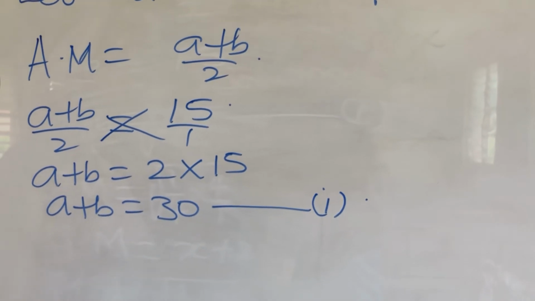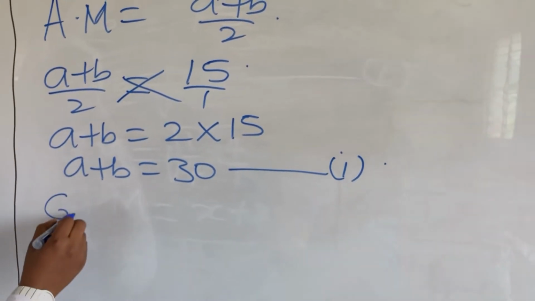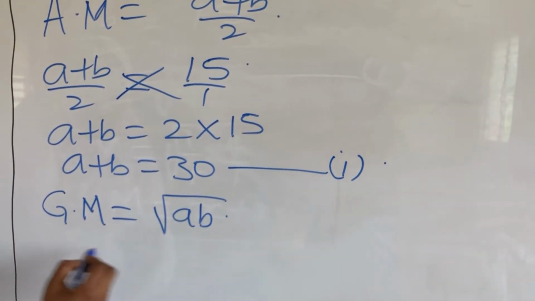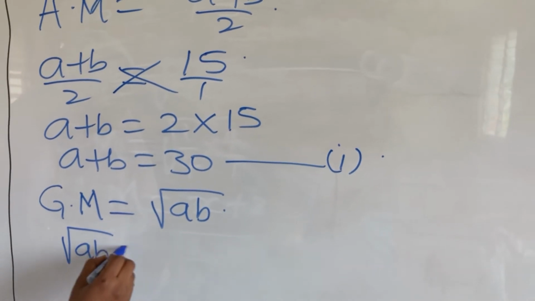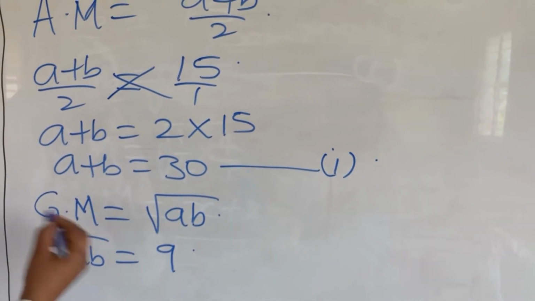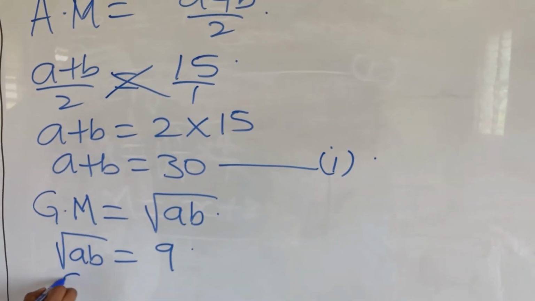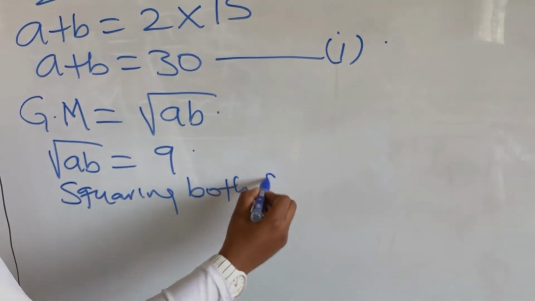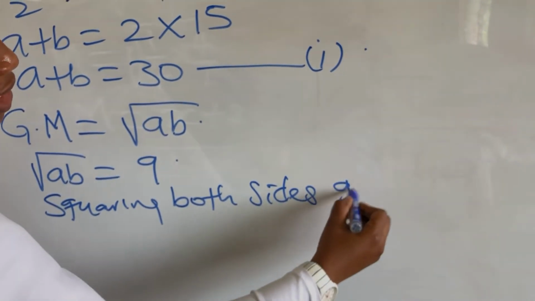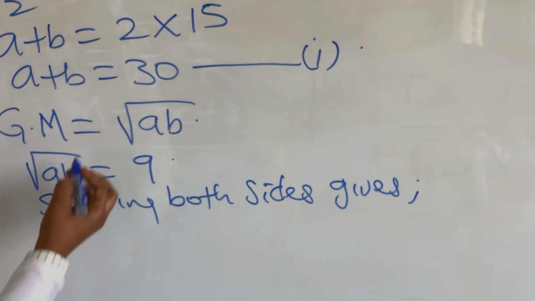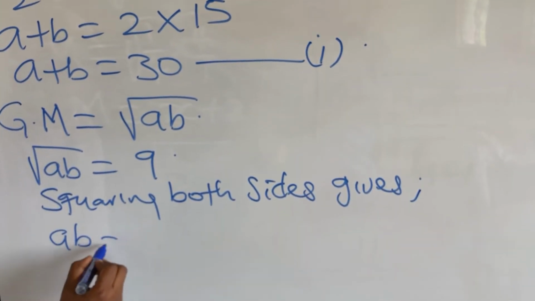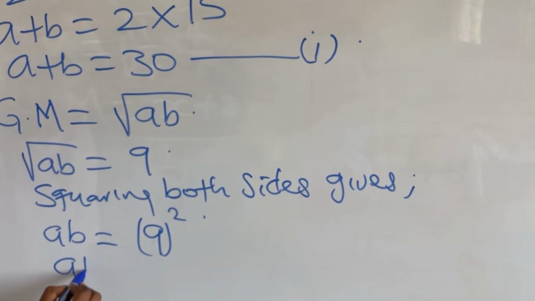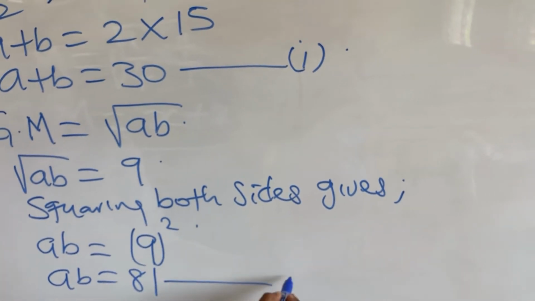And their geometric mean is 9. And the formula for geometric mean is equal to square root of A multiplied by B. So square root of A multiplied by B is equal to 9. So we can say that taking square of both sides. Squaring both sides gives AB is equal to 9 squared. So AB is equal to 81, equation 2.